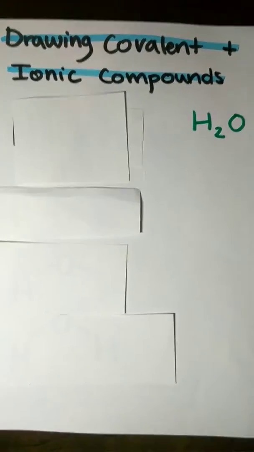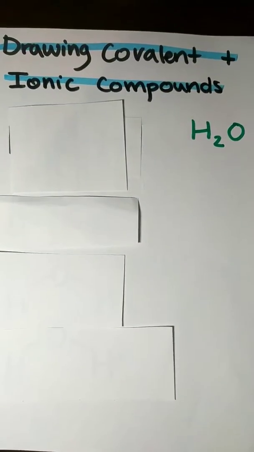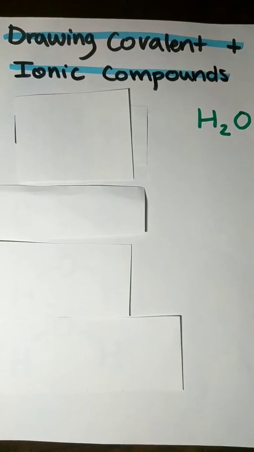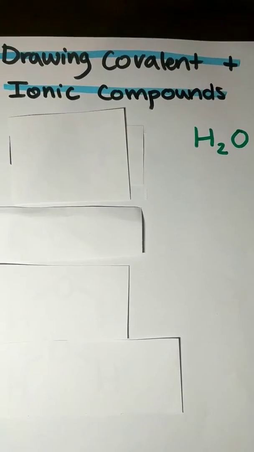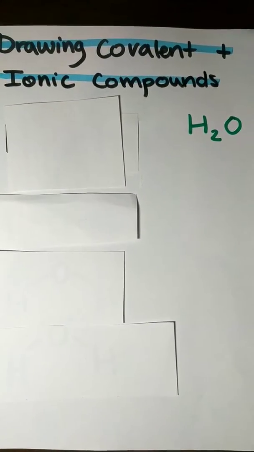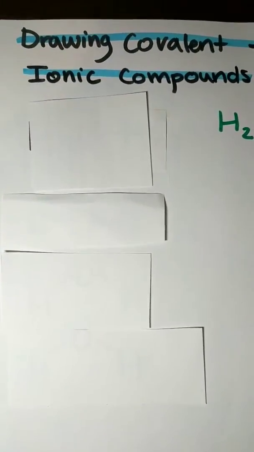Video, let's go over how to draw covalent ionic compounds. This usually isn't a very complicated concept, but it does still mess students up, including me. Okay, so let's take H2O.